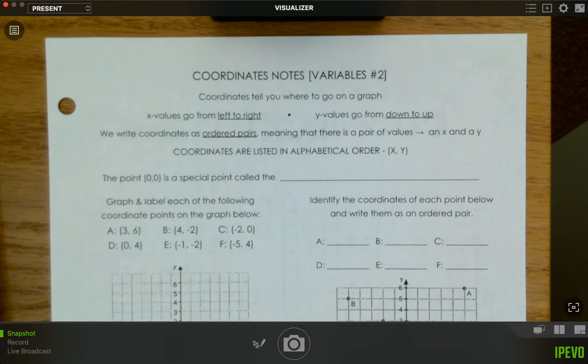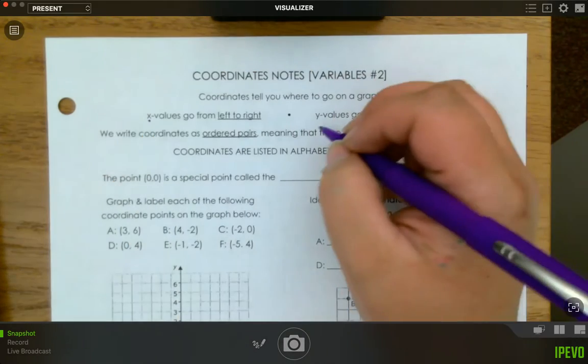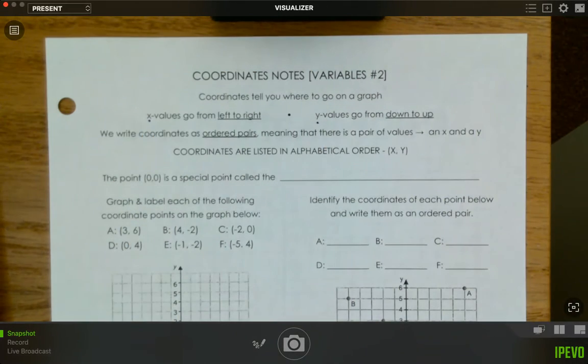Welcome back, Math 1 students, to coordinate notes. I'm going to call this variables number 2 because we have two variables we're going to be talking about today, x and y. Coordinates tell you where to go on a graph.